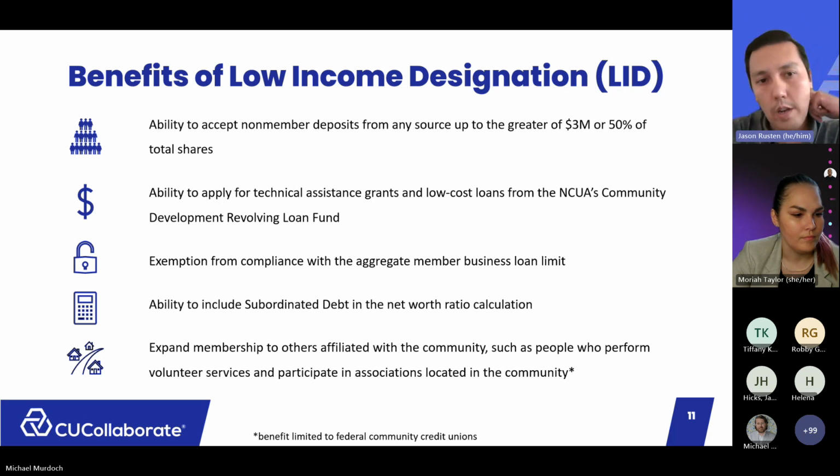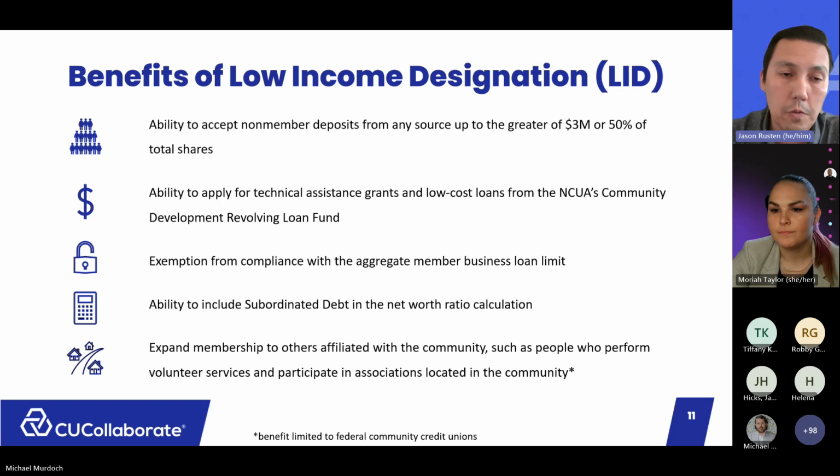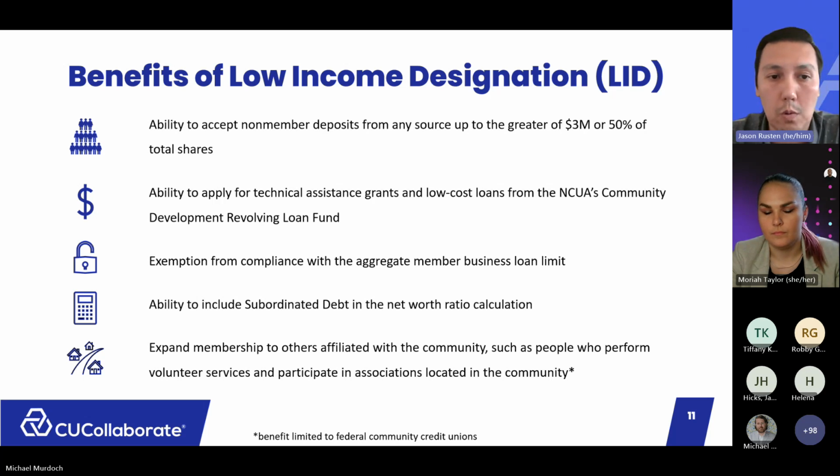In terms of why a credit union would want the low-income designation, what are the benefits? There are a number of different regulatory relief options available to low-income designated credit unions. First, for federal credit unions, the ability to accept non-member deposits from any source up to the greater of $3 million or 50% of total shares. Without the low-income designation, a federal credit union is restricted in terms of sourcing non-member deposits from governments or from other credit unions. So the designation opens up other institutions. You could accept non-member deposits from, say, banks or other investors.